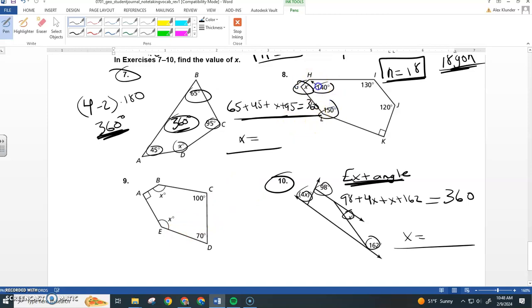You're going to do the same thing for these. 1, 2, 3, 4, 5, 6. So 6 minus 2 times 180. That gives you your total sum, and set it equal to that sum. All right, guys, good luck.